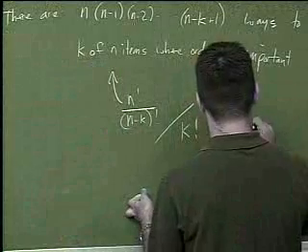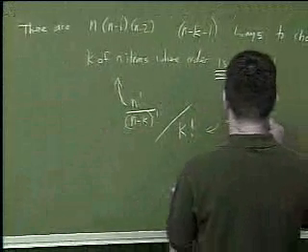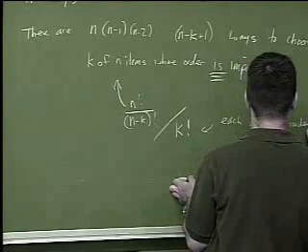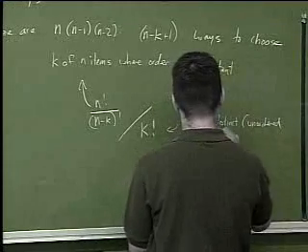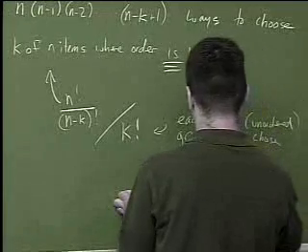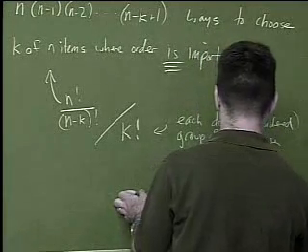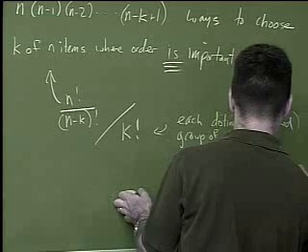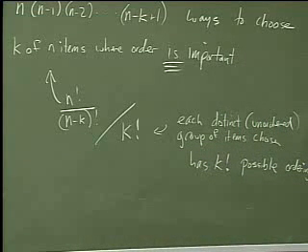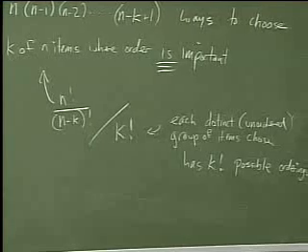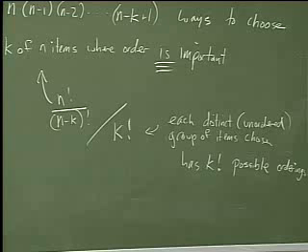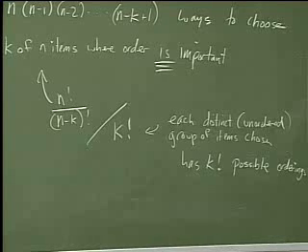because each distinct unordered group of items chosen has k factorial possible orderings. So if I don't care about the ordering, because every possible group has the same size k factorial, I can divide out by that. All right? Okay.